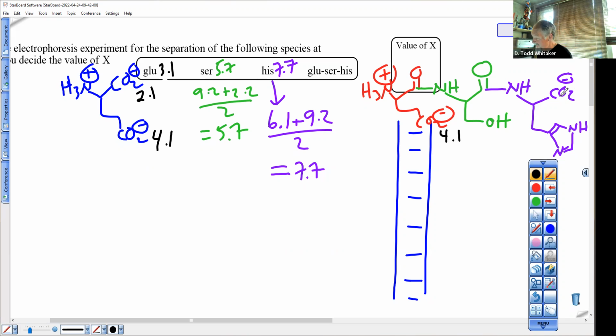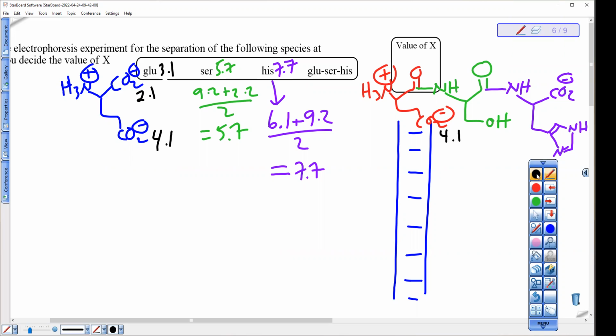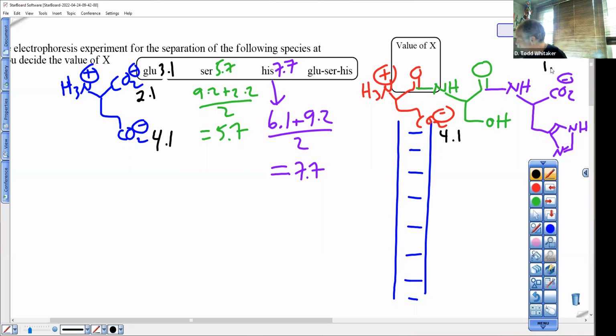And that means the base here is 12. 14 minus 2 is 12. 14 minus 4 is 10. 10 is a much better base than 12. So I do need this number. What is the number for His's carboxyl? 1.8. It's 1.77, so round to 1.8. Okay.